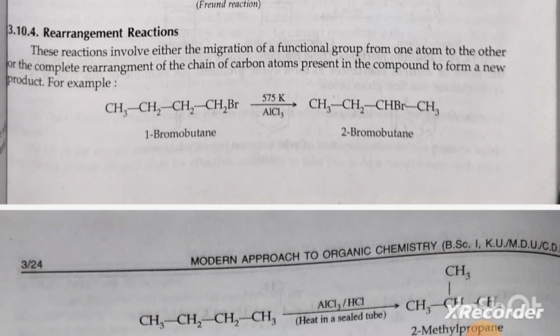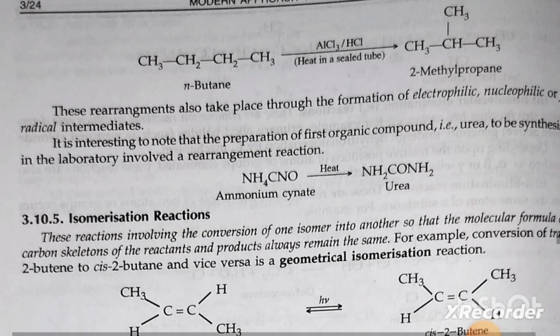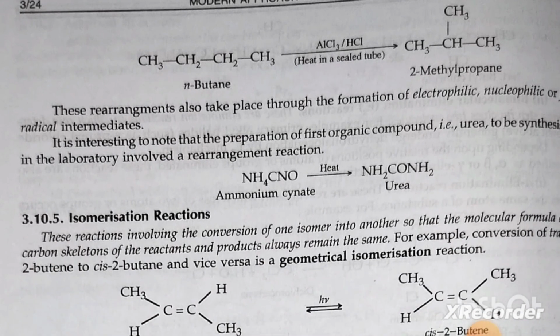Rearrangement reaction. These reactions involve either the migration of a functional group from one atom to another or the complete rearrangement of the chain of carbon atoms present in the compound to form a new product. For example, 1-bromobutane in the presence of AlCl3 at 575 Kelvin gives rise to 2-bromobutane. n-butane in the presence of AlCl3 and HCl, heated in a sealed tube, gives rise to 2-methylpropane.